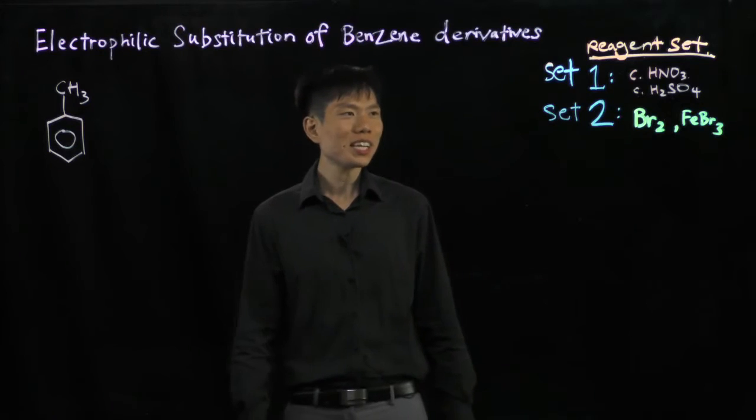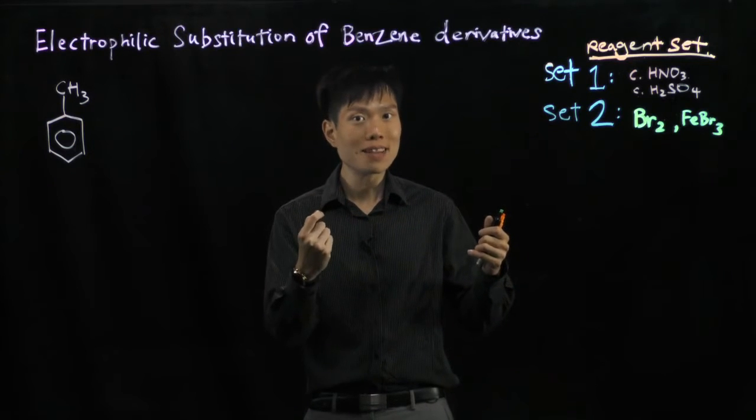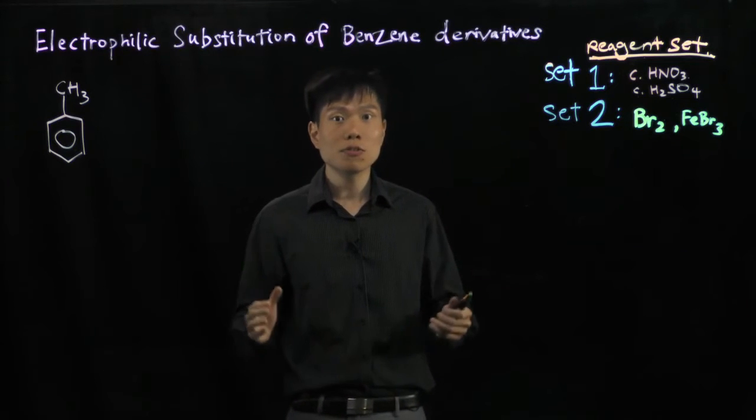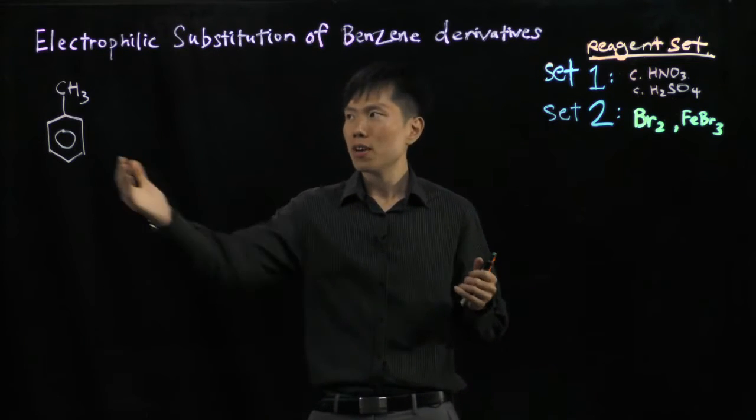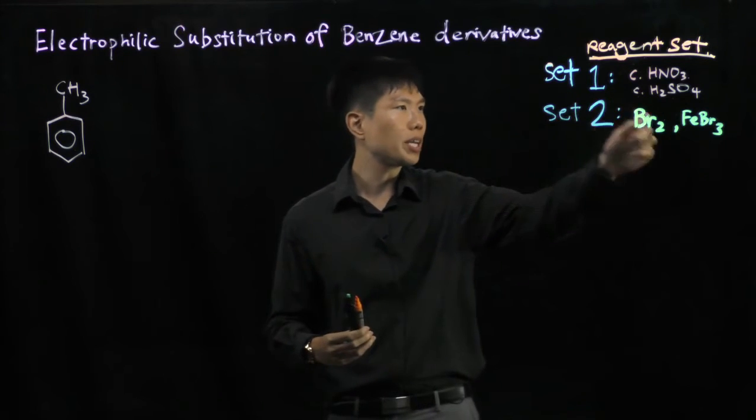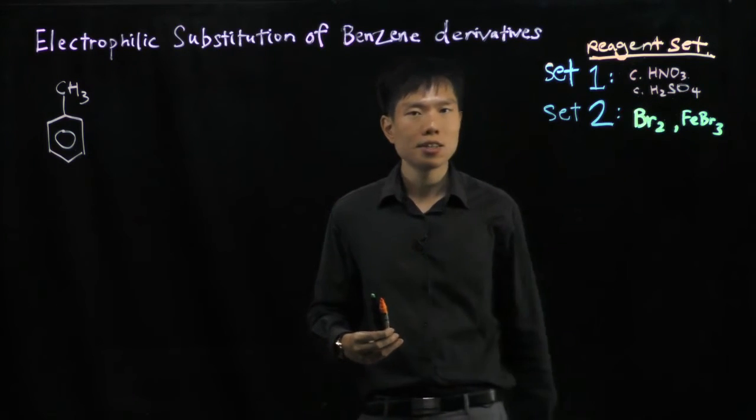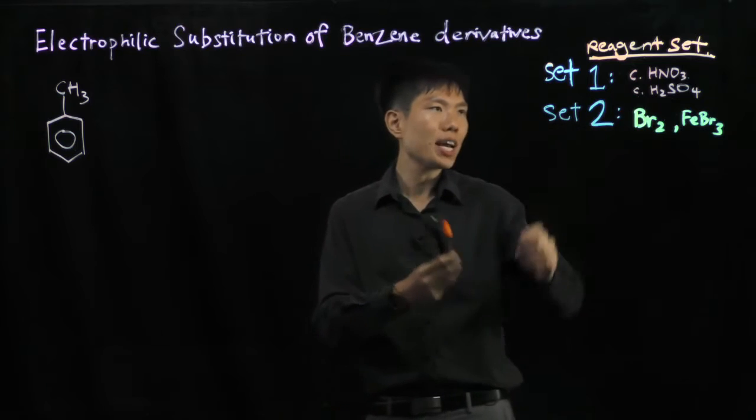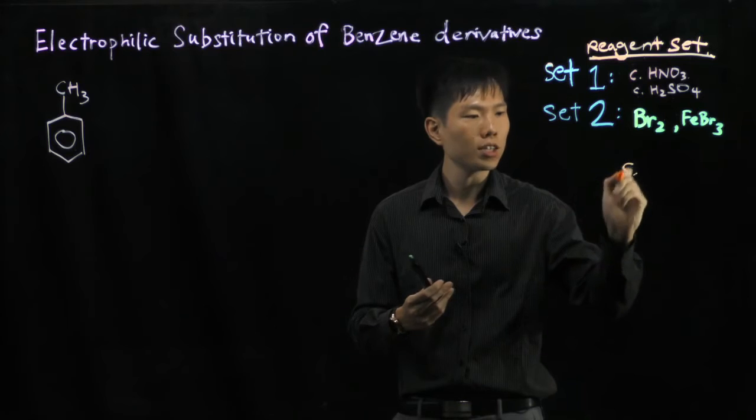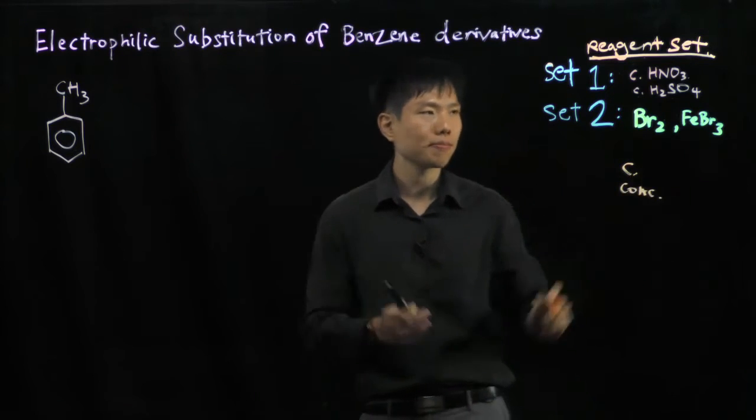Hello. So here again we have another example to illustrate to you the order of reagent set matters in electrophilic substitution of benzene derivative. For this example, let's begin with a methyl benzene molecule. And our two sets of reagent here, set 1 will be concentrated nitric acid with concentrated sulfuric acid. In organic chemistry, you could represent concentrated by using the abbreviation c dot, or you can just put conc dot. Okay, both are fine.